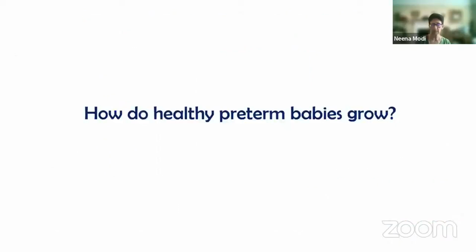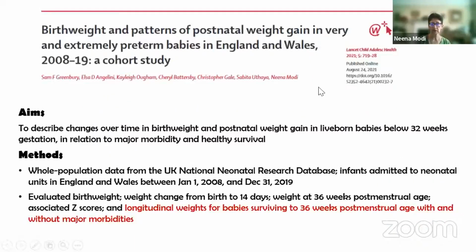So how do healthy preterm babies actually grow? Well, for this, I refer you to a paper that we published last year in Lancet Child and Adolescent Health. This was from my colleagues and I, and the title was Birth Rate and Patterns of Postnatal Weight Gain in Very and Extremely Preterm Babies in England and Wales. This was a whole population cohort study spanning a 12-year period. One of our aims was to describe weight gain in relation to healthy survival and major morbidity. We had other aims, but there isn't time to talk about all of them.